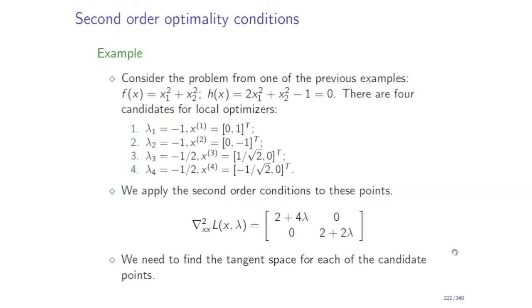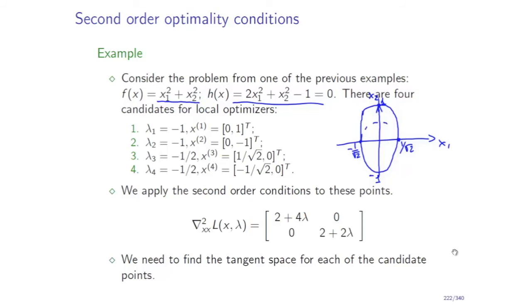In the first example, we look at the problem that we already solved before. This was the problem of minimizing the square of the norm of x subject to a single elliptical constraint. Let me remind you how this looked geometrically. We had the feasible region given by this ellipse here. This was minus 1 over square root of 2, this was 1 over square root of 2, this was 1 here and minus 1. So this is x1, x2.